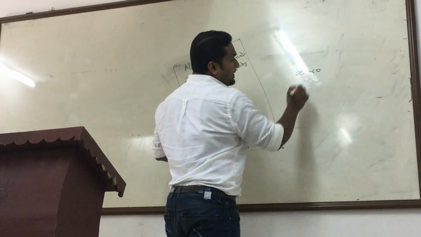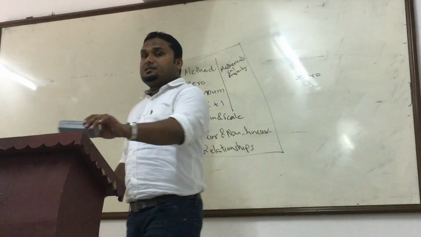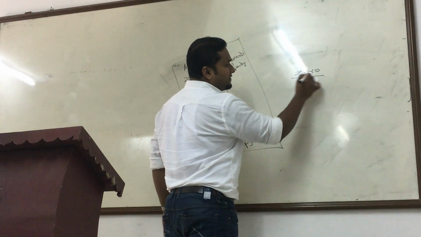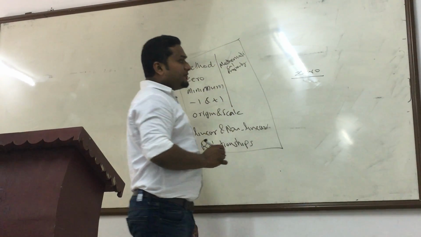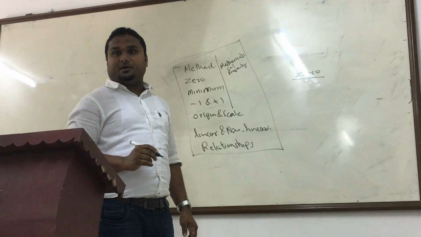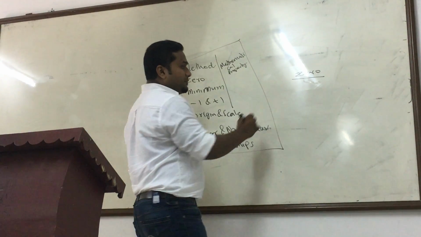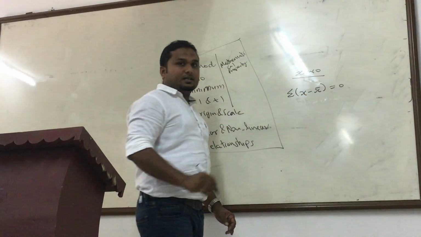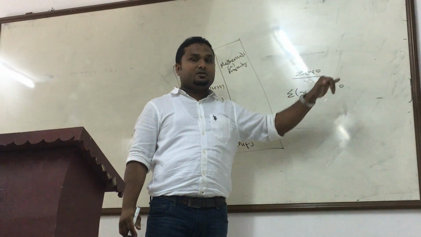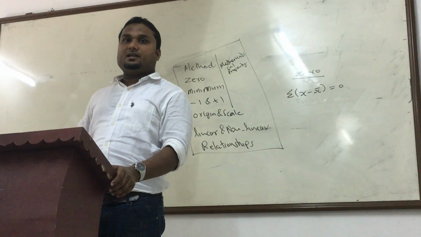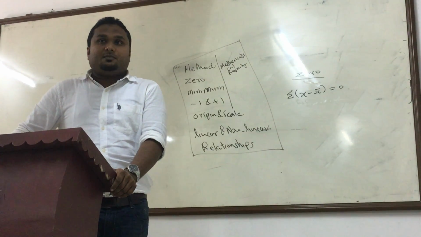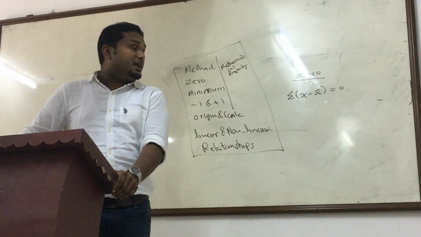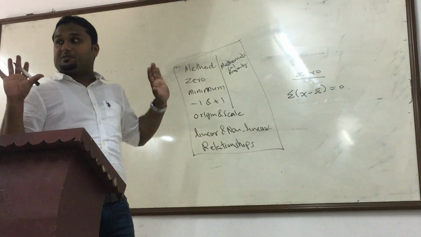The first one: the sum of deviations of observations taken from the arithmetic mean is 0. That is, sigma (x minus x bar) equals 0. This is the first multiple choice.